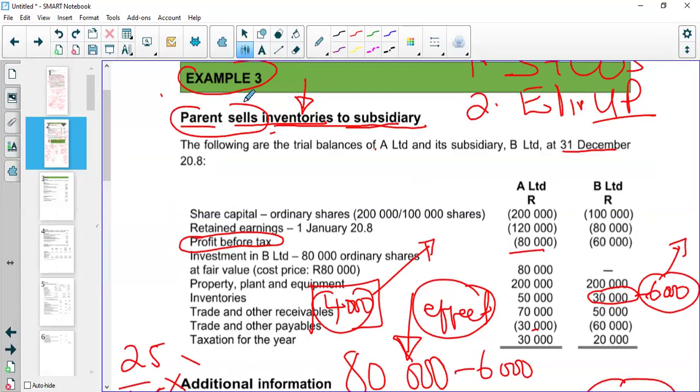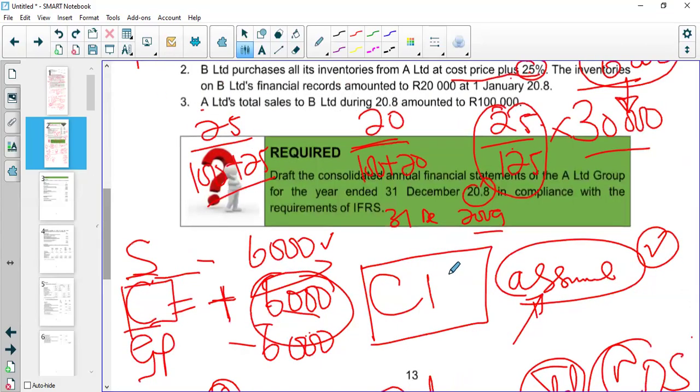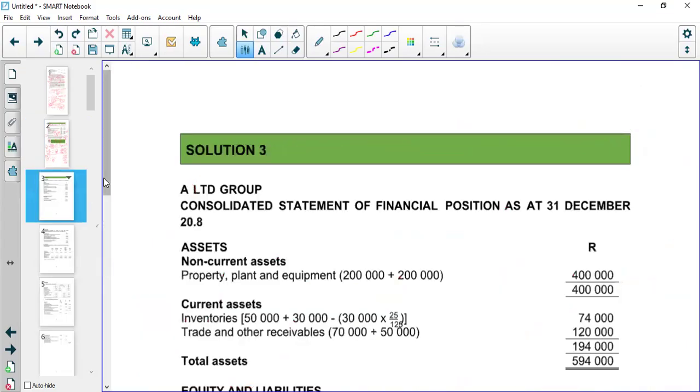And remember, this is a parent selling. So the adjustment to profit is not going to affect the analysis of equity, because in the analysis of equity we are looking at the profit of the subsidiary, and we want to see if we need to adjust that profit. This adjustment is not going to affect it because the subsidiary is not the seller. Right? So what am I going to do here?